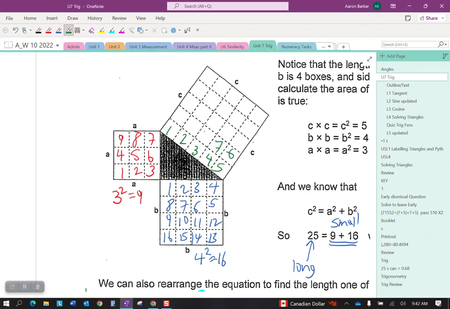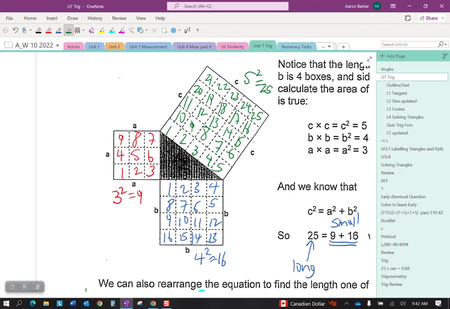6, 7, 8, 9, 10, 11, 12. I hope you're writing this down. 13, 14, 15, 16, 17, 18, 19, 20, 21, 22, 23, 24, 25 squares. 5 squared equals 25. Okay. So we can physically count the area.